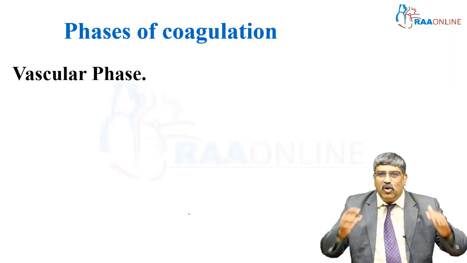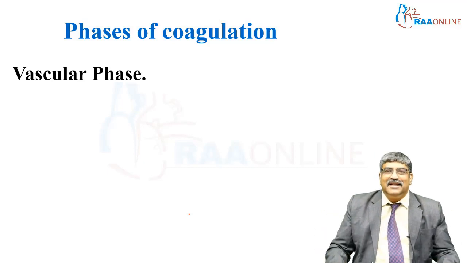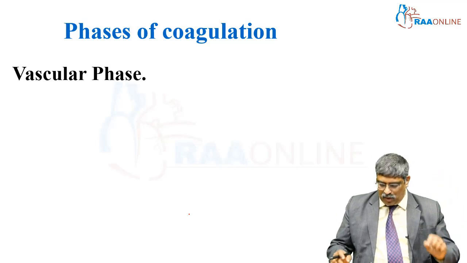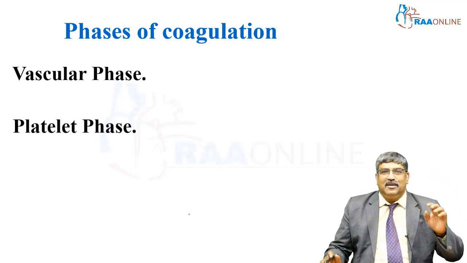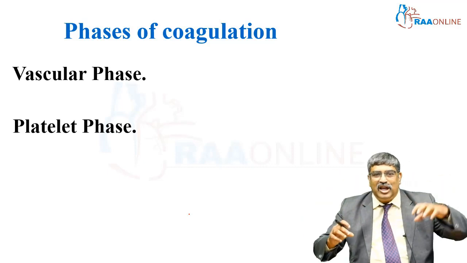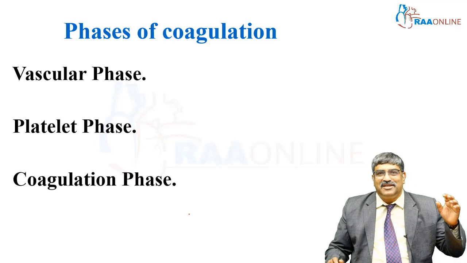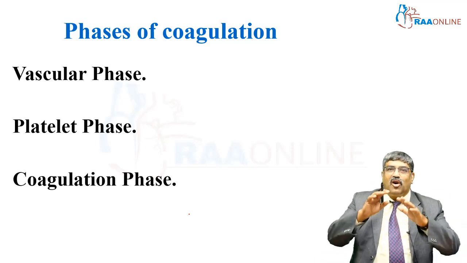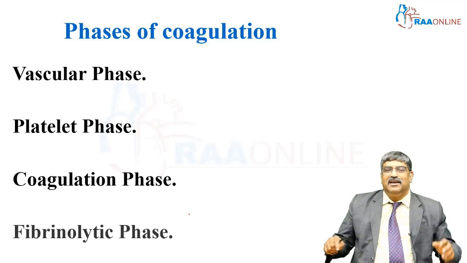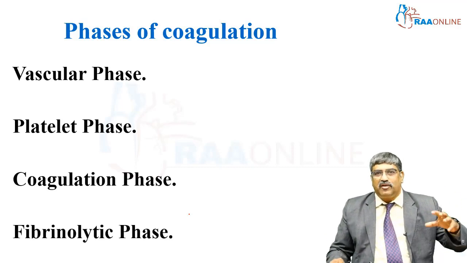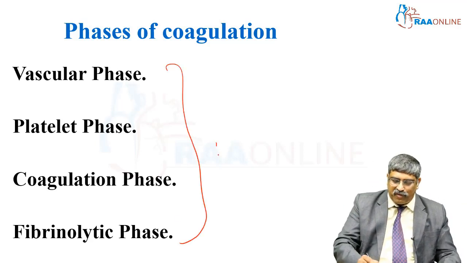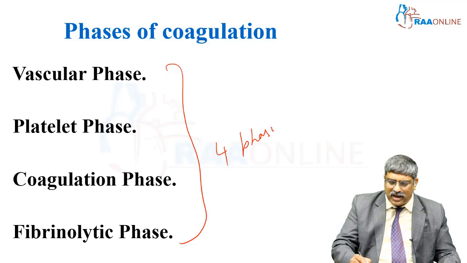Phases of coagulation. Now, coagulation happens in a sequence. The first and foremost is the vascular phase, where an injury to the vessel wall happens. Next comes the platelet phase. What will happen if the platelet goes to the injured site? Third phase is the coagulation phase, where your coagulation factors come into the picture and form a nice clot. And finally, the fibrinolytic phase, where the clot which is formed with fibrin undergoes lysis. These are the 4 phases of coagulation.